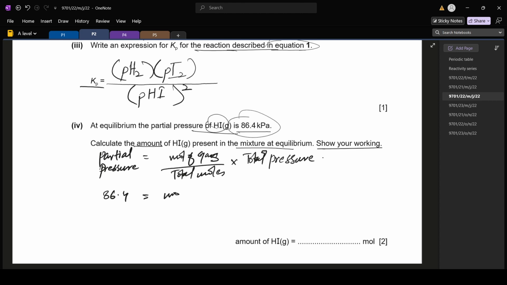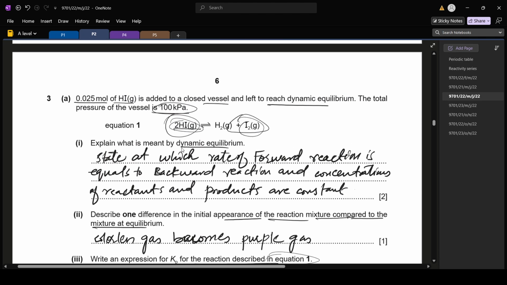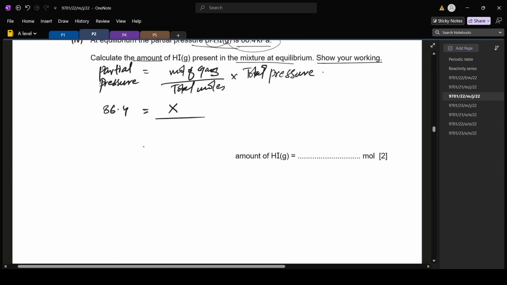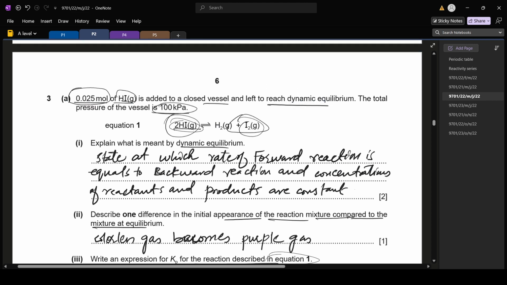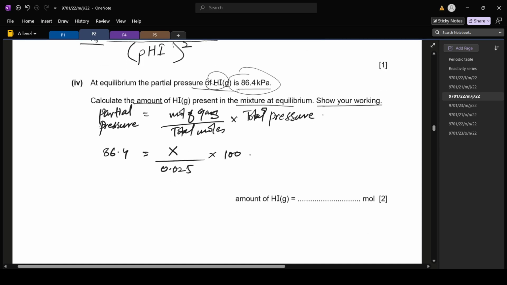Okay, so moles of gas, I am writing this as, let's suppose, x, and total moles you are given, but you have to read through carefully. So this is the total moles, because initially this is the moles of hydrogen iodide which you added into the closed vessel, and initially there is no hydrogen or iodine present in the reaction mixture. So this is the total moles. Okay, at equilibrium 0.025, and you are given total pressure which is 100 pascal. This is the total pressure. Okay, and from here you will calculate the value of x.